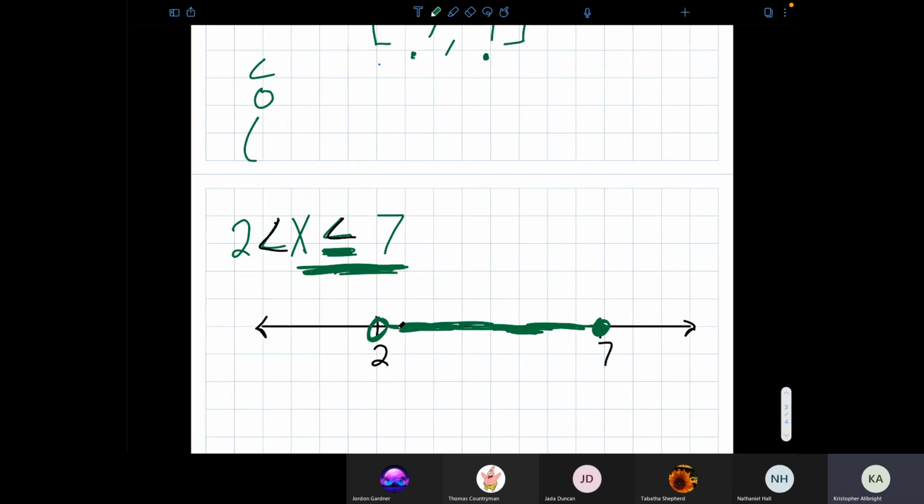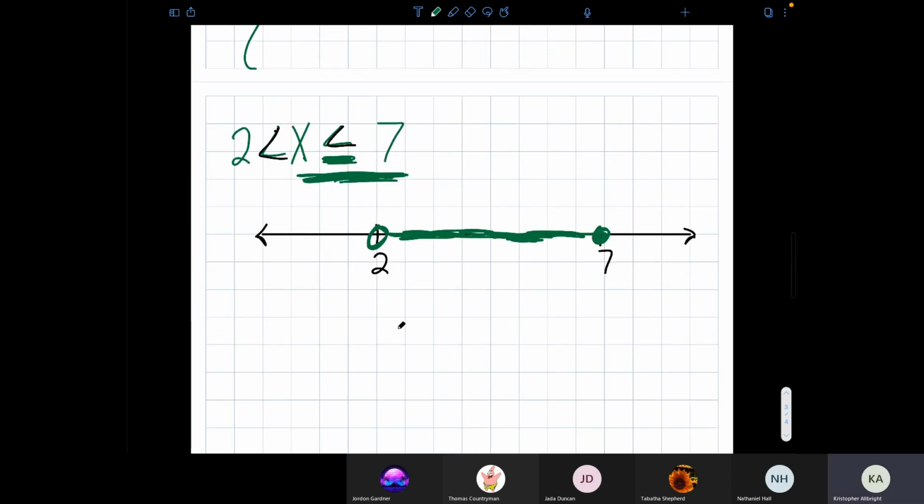So when we go to write this in set notation, all set notation is just saying this is the leftmost point, this is the rightmost point. Anything between them works. So we're going to use a parenthesis because our 2 is an open circle. And now we're going to put 7 because it's the rightmost point. And then we're going to use a bracket because it's a closed circle. So parenthesis, open circle, greater than; 7, closed circle, bracket, and greater than or equal to. Does that make sense?